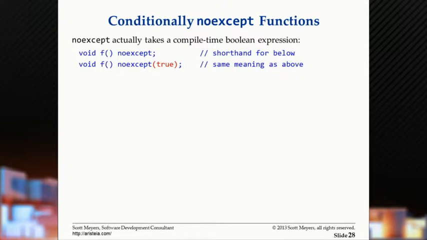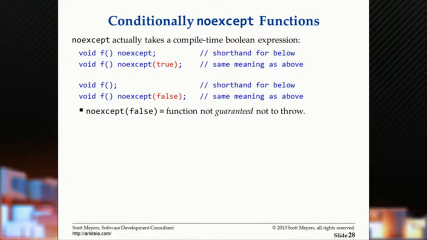Most people know about noexcept. In my experience, fewer people know that noexcept actually takes a compile time Boolean expression. So if I say that f is a function which is noexcept, that's a shorthand for noexcept(true). And if I have a function which doesn't have an exception specification on it, that is a shorthand for noexcept(false). And in a language that likes negation, noexcept(false) means that the function is not guaranteed not to throw. That's what it means. It doesn't guarantee it will throw, just says it doesn't guarantee that it won't throw.